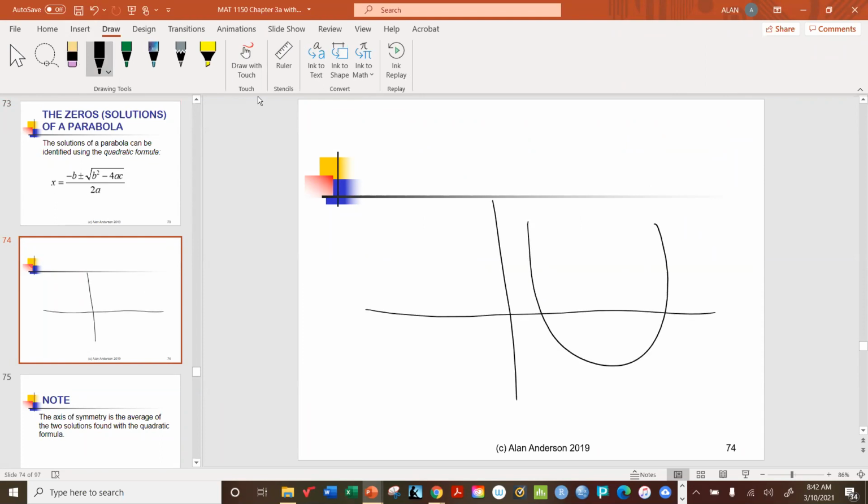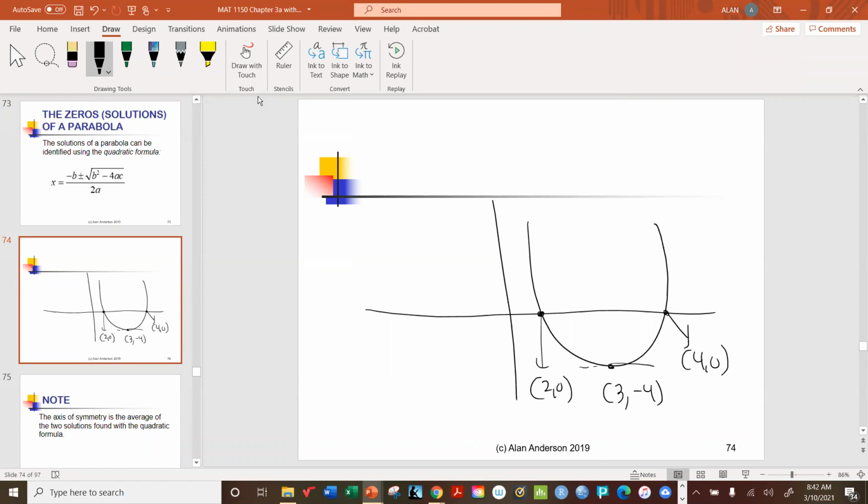I'll just keep it simple. Let's say this is 2, 0 and 4, 0. This is your vertex. And let's say it's 3, -4.